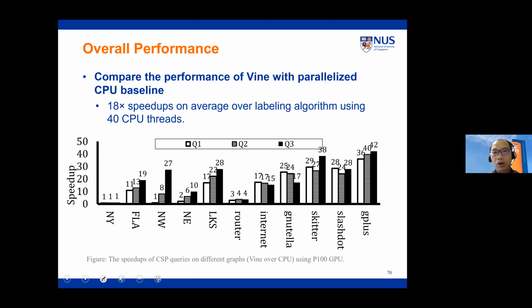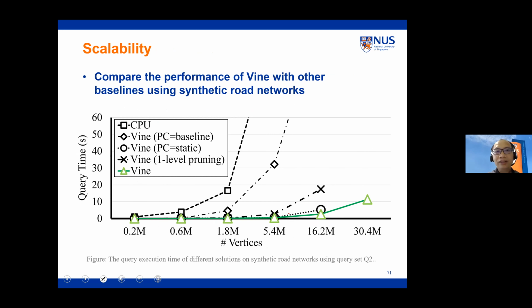So this is the overall speedup. If you compare with the CPU baseline, we have 18 times speedup on different queries on wheel graph. And then this is the scalability graph. The result is really important, as I mentioned to you.